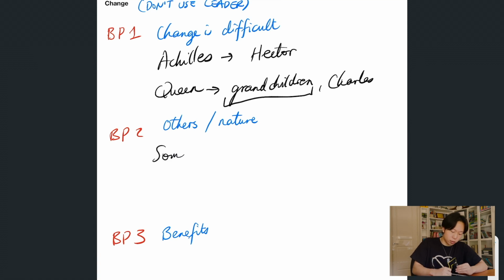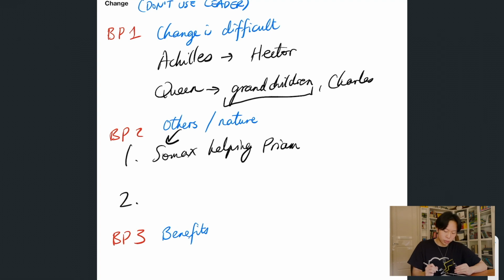Change, connecting with others, you need other people to fully change. If you remember, Priam is still sitting really rigidly in the horse. It's sort of Somax showing him all the little things of life, all the outdoors, that helps Priam really loosen up. So this is the others one, and two would be Blair and the Queen.